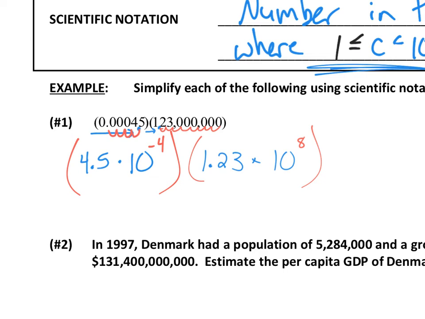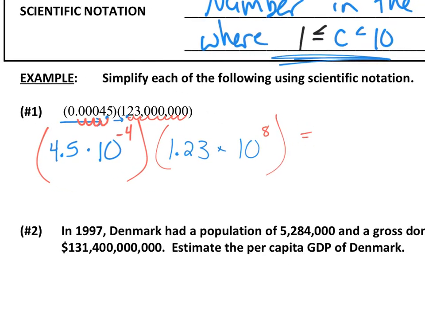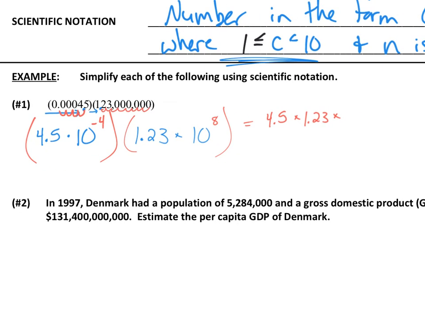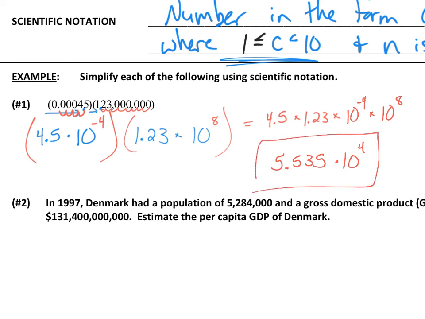And what we would do is you could rewrite the order of this as 4.5 times 1.23 times 10 to the negative 4th times 10 to the 8th. 4.5 times 1.23 is 5.535. And 10 to the negative 4th times 10 to the 8th would be 10 to the positive 4th. So this would be how you wrote this in scientific notation.